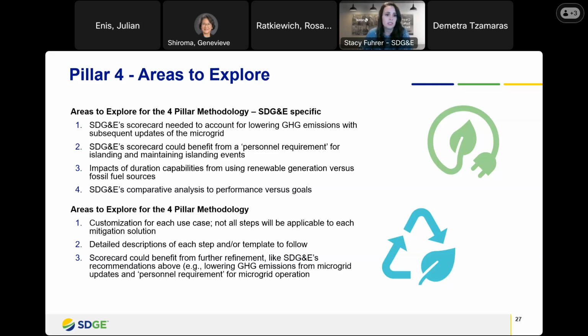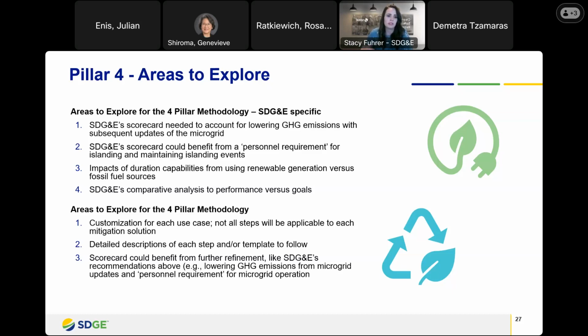There could be the potential that the scorecard could benefit from personnel requirements, meaning that there are less demands on our crews in subsequent iterations of Borrego Springs than there have been in the past. So that could be a way to further develop the 4 pillars methodology.